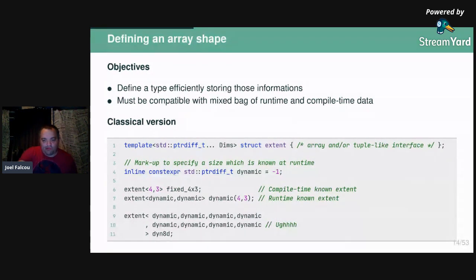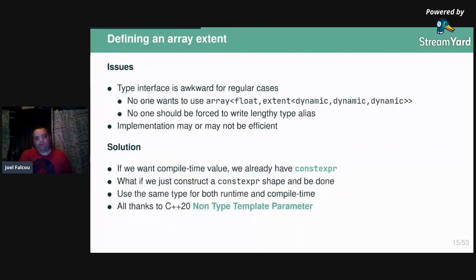So there is a bunch of small issues with that, especially in the API quality. The type interface is a bit awkward. You don't really want to write array of float of extent and so on and so on everywhere. It makes passing such an array or such an extent as a template parameter or as a function argument a bit complicated. And you don't really want to write long aliases when you have a large number of dimensions. And the implementation may or may not be efficient because you don't know how the actual compile time or runtime properties of a dimension are actually processed inside.